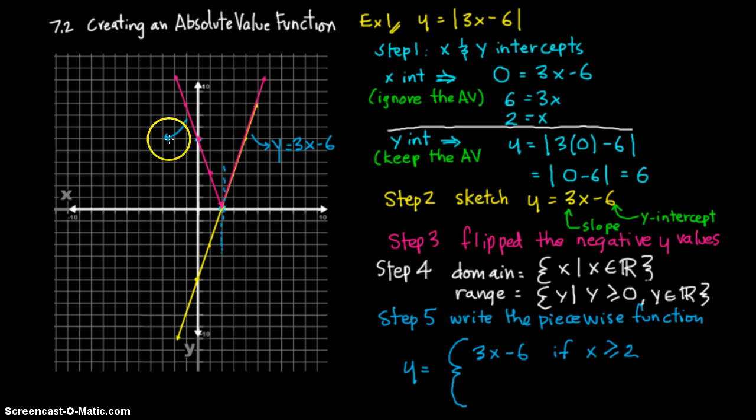Now, slightly harder part. What is this line? It's negative. Negative what? Could we say negative y? Okay, let's say that. Negative of the whole thing. And that would give me a negative 3x plus 6. So I'd get a negative 3 slope, a positive 6 intercept.